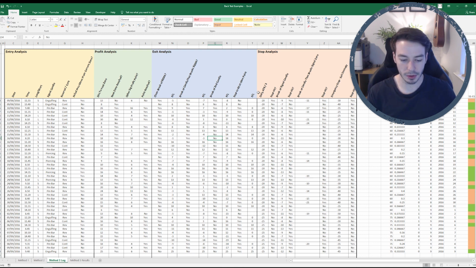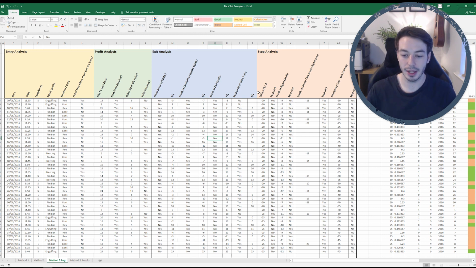What happens if I use various different entry techniques? What happens if I look at various different profit targets? What if I use various exit methods? So when the trade's in progress, like different management methods of that trade. What if I use loads of different stop loss levels? What's going to give me the best combination of all these different variables to give me the best outcome with my trading strategy?